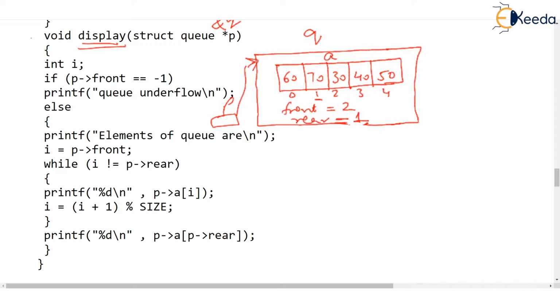Now, in the display function, we have declared one local variable I, but very importantly, you see, we check for underflow. It is so important, isn't it? If you are displaying the queue, you should first check, is the queue empty? If the queue is empty, then you must print underflow and not go to else at all. And the empty condition is, of course, if P arrow front is -1, but as you see, at the moment front is 2. So this condition fails and we land in else.